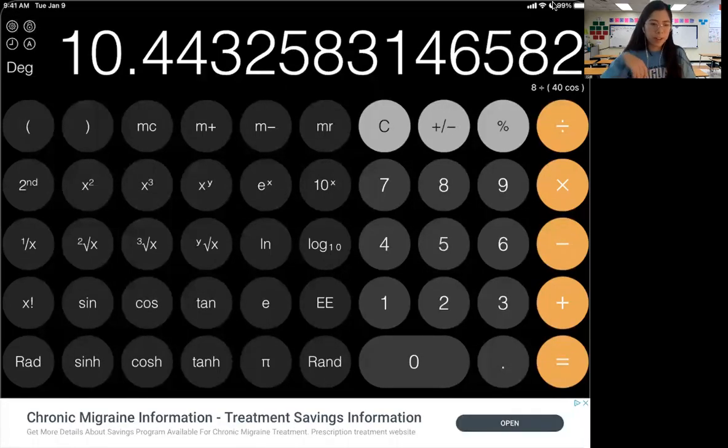Ooh, chronic migraine information. Nice. These ads are so random. So no questions on this?